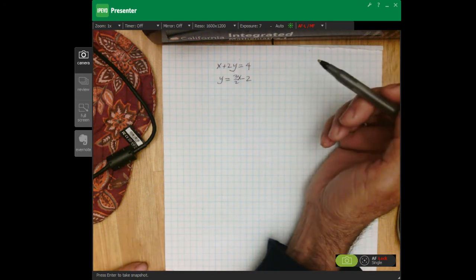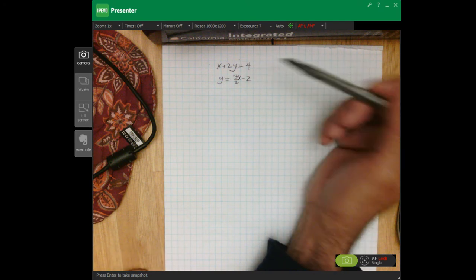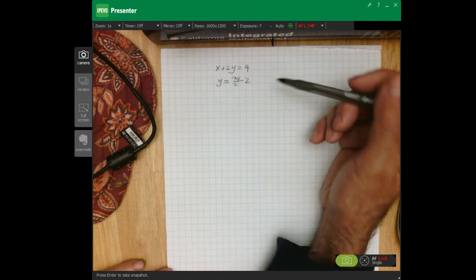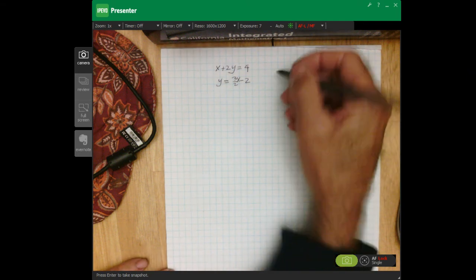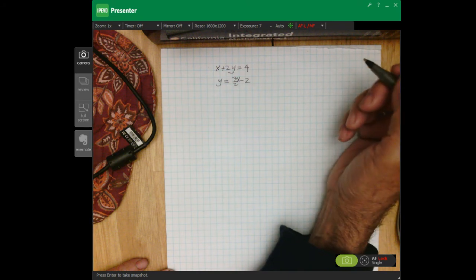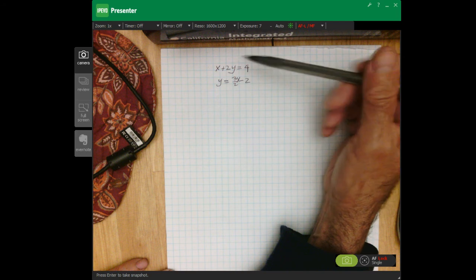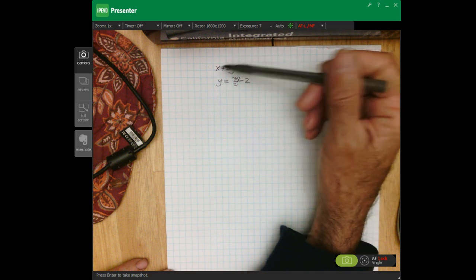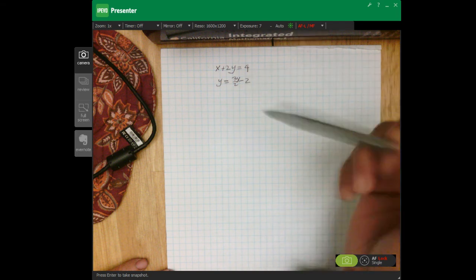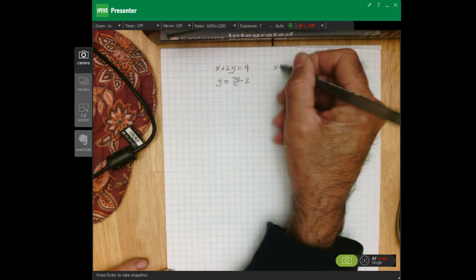One of them is generally called elimination. One is substitution, and one is by graphing. So we're going to be using the graphing method today. First of all, when we talk about solving a system of equations, what we're trying to do is find a value for both of the variables that works in both equations at the same time.